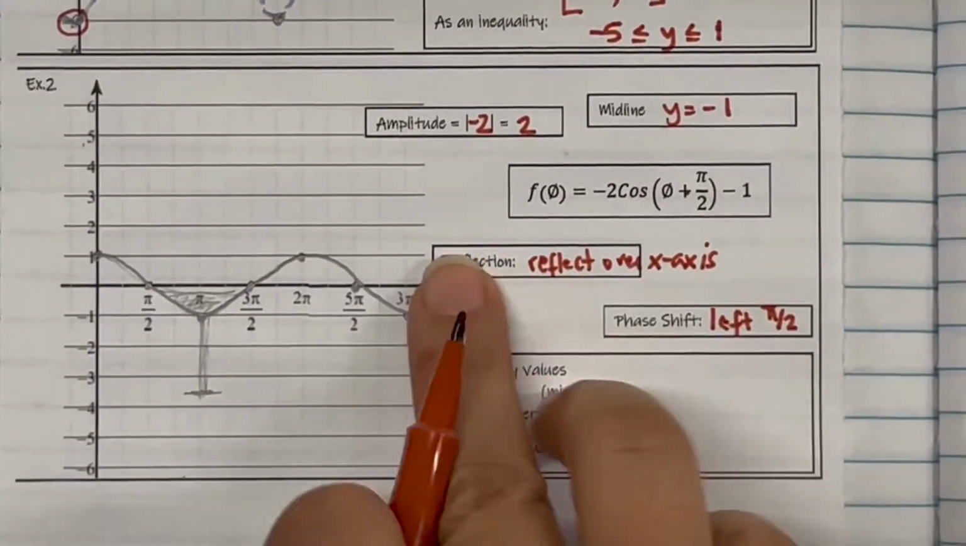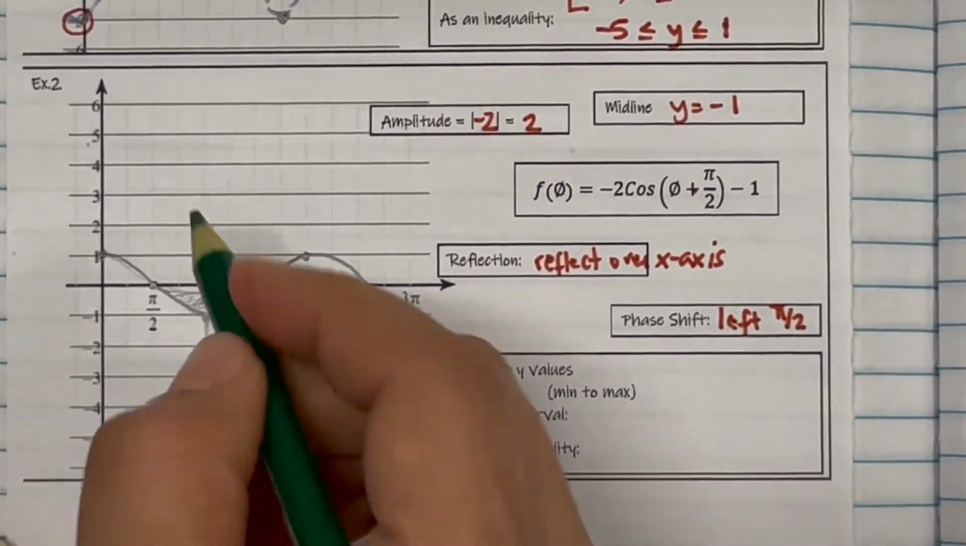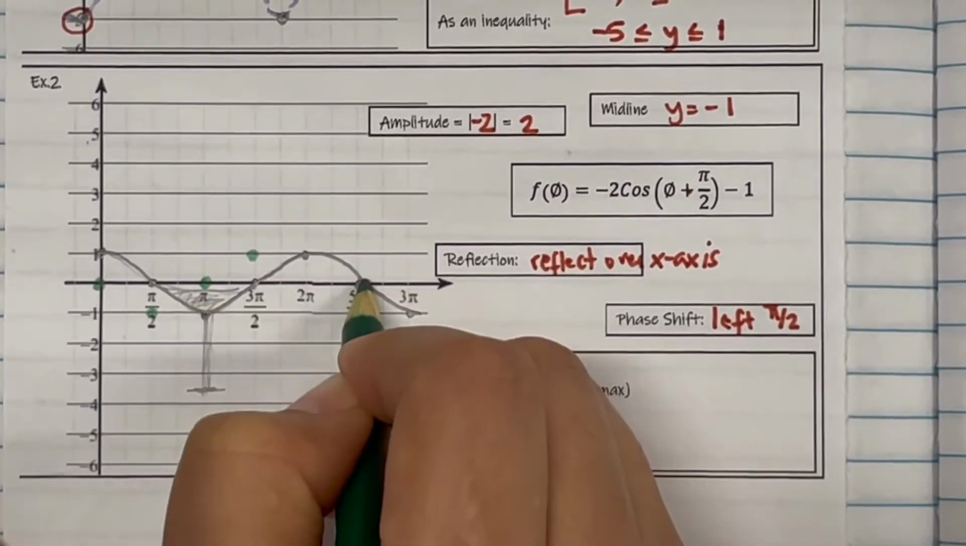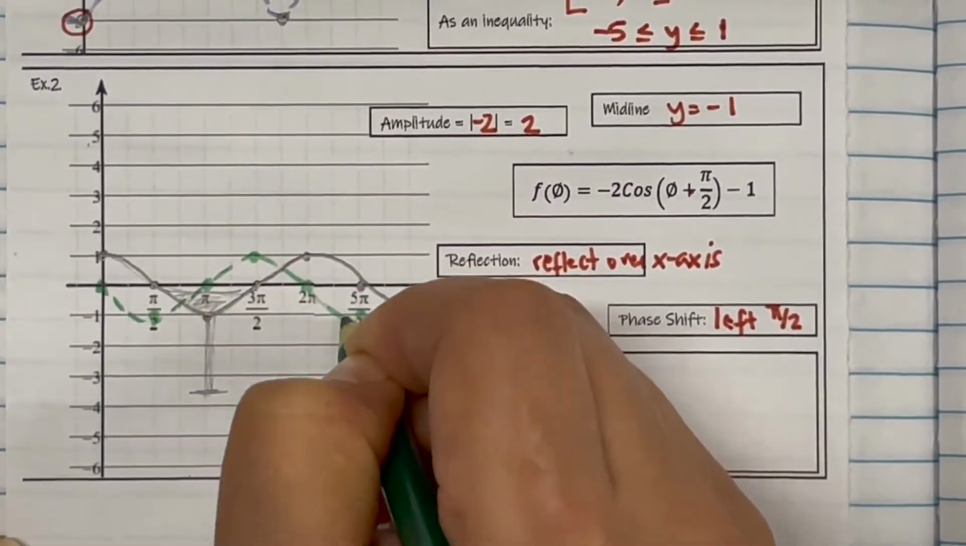Now we're going to go ahead and do those things here. So first we're going to do the phase shift. So we're going to move it left, pi over 2, which again is 90 degrees. So we're going to move every point 2 boxes to the left according to our graph. Okay, 2 boxes to the left is 90 degrees. So this is our new graph with just the phase shift.